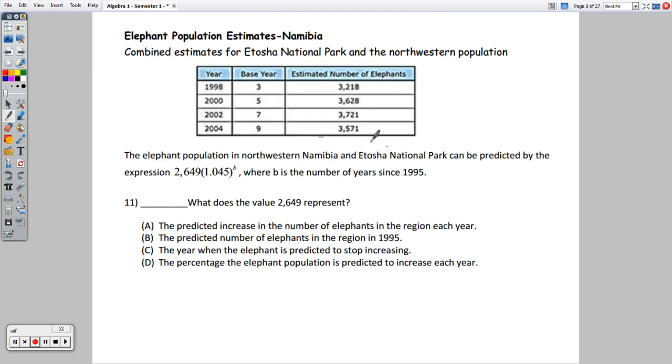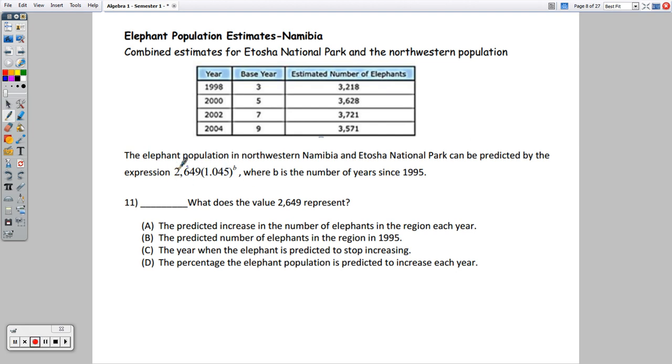Next up, we got number 11 here. So elephant population estimates in Namibia. Combined estimates for Etosha National Park and the northwestern population. So we have some elephant population data here. It says the elephant population in northwestern Namibia and Etosha National Park can be predicted by the expression, and then you have this expression here.